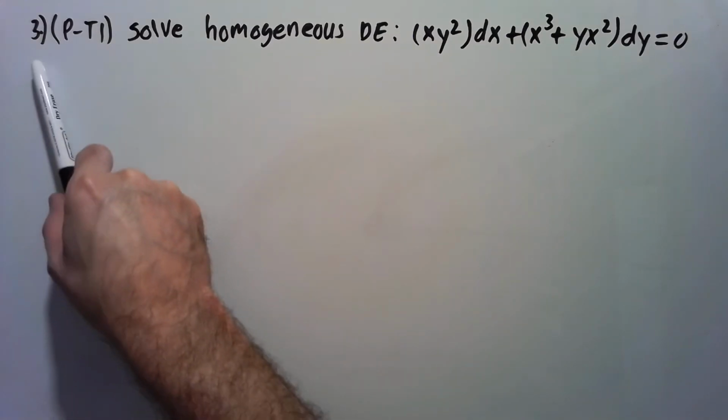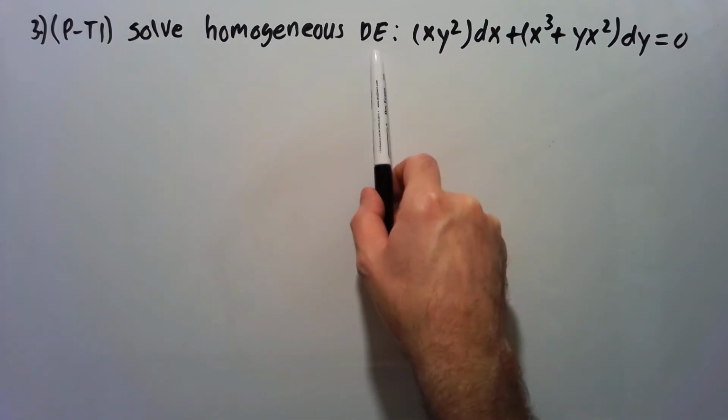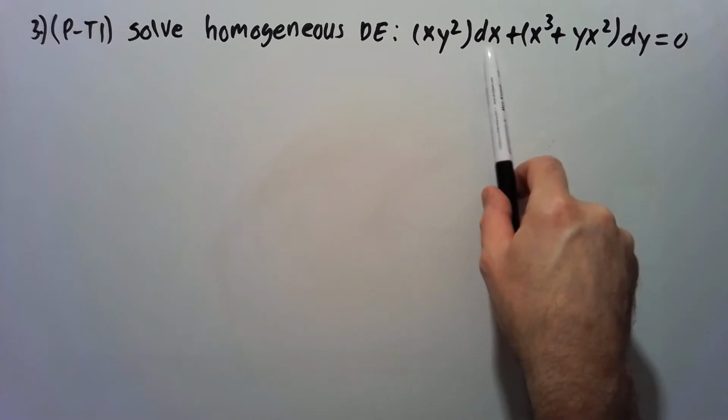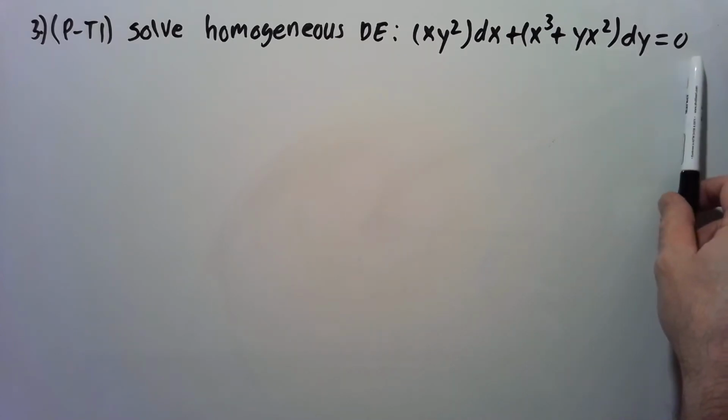Okay, so let's do question 3 on a practice test. It says solve homogeneous differential equation. So here's a differential equation here. It's xy squared dx plus x cubed plus y x squared dy equals 0.